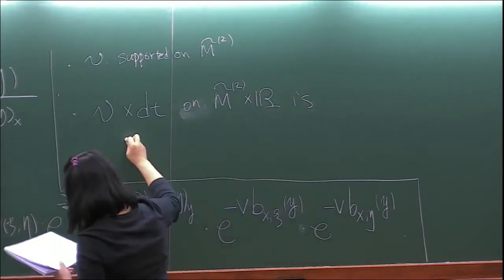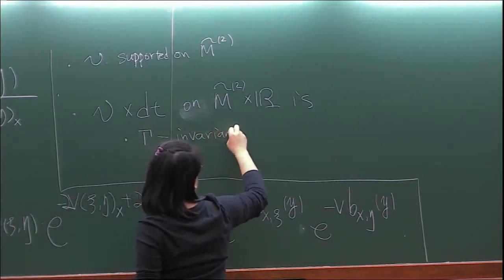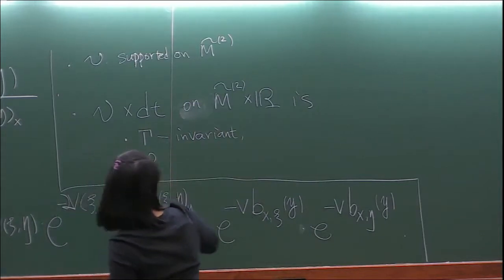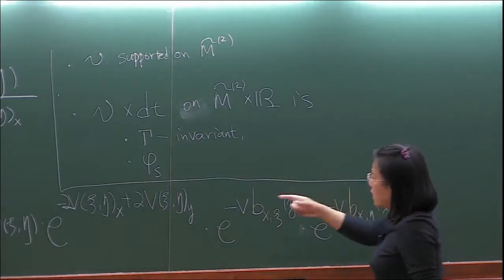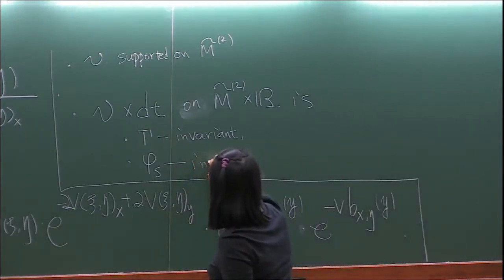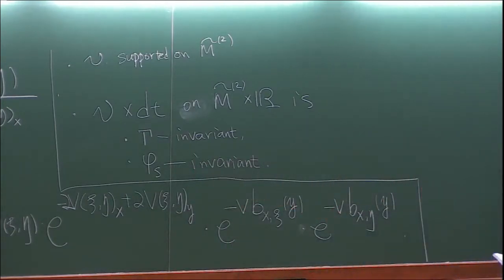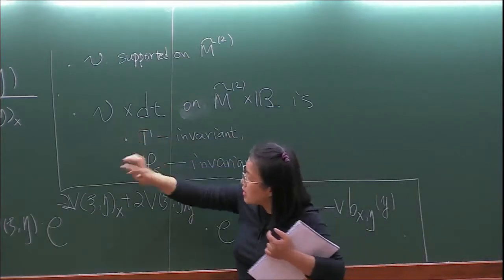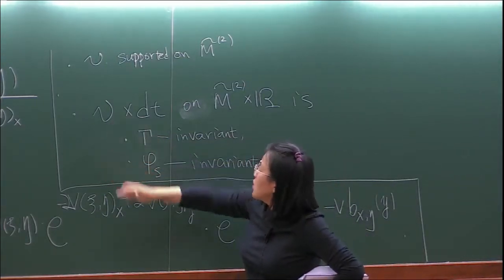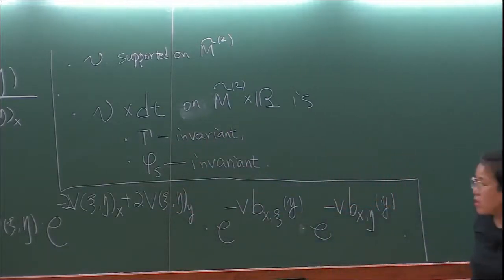You have two points. One is it's gamma invariant. And the second thing is that if you apply the geodesic flow, here I use another coordinate s. So this is also invariant. So first thing, we want an invariant measure, and this is just to show this. In this coordinate, the measure we construct is gamma invariant, and it's also phi s invariant. Okay.